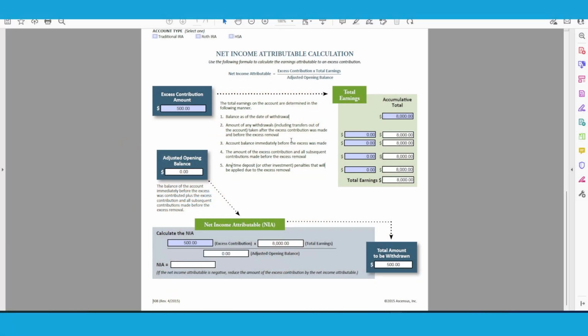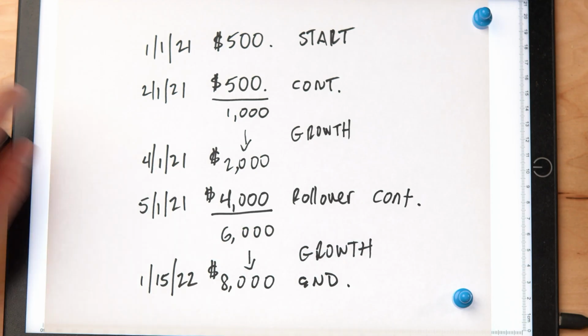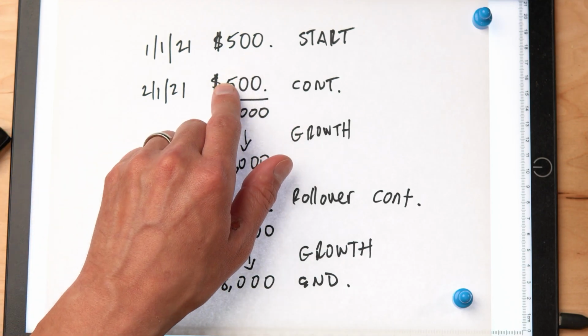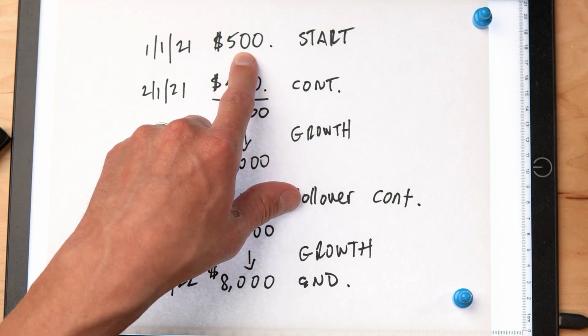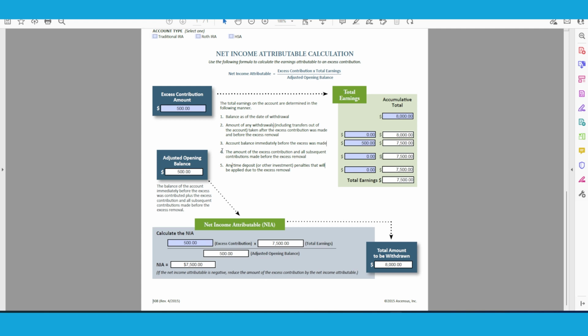So moving on to the next step, in 2, amount of any withdrawals, we didn't make any of those. The account balance immediately before the excess was made was $500. And we could see that again right here, that we started with 500, contributed 500, there was no growth. So this is the balance right before our excess was made. So that means on number 4, the amount of the excess contribution and all subsequent contributions made before the excess removal, that is going to be $4,500.